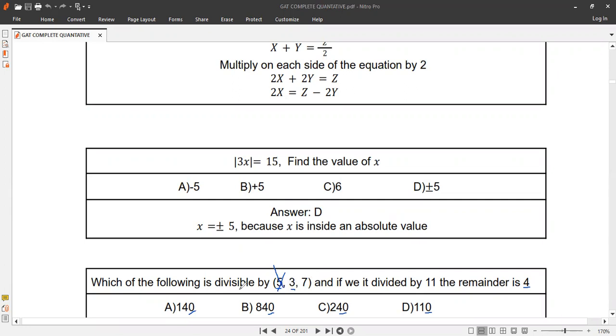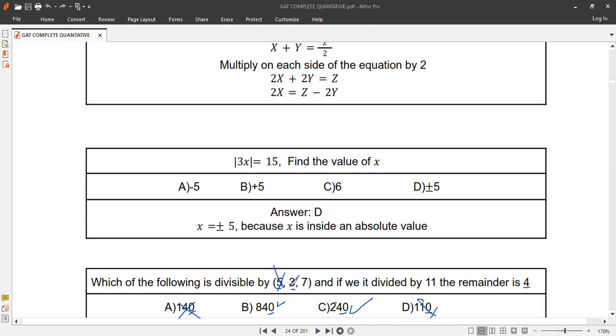Now by 3, I need to add the digits. 0 plus 1 plus 4 equals 5. 5 is not a multiple of 3, so this is cancelled. 4 plus 8 plus 0 equals 12. 12 is a multiple of 3, so this is accepted. 2 plus 4 equals 6, this is accepted. 1 plus 1 equals 2, not a multiple of 3, so this is not accepted.